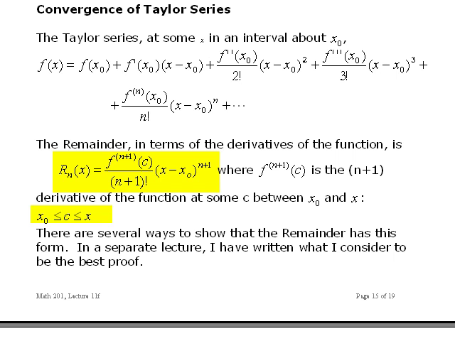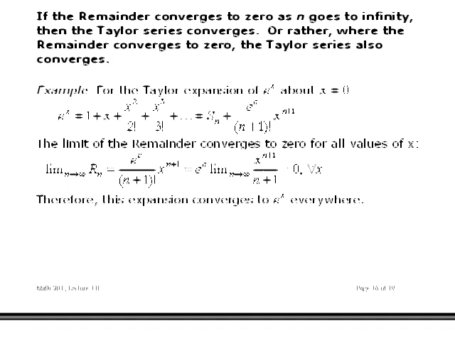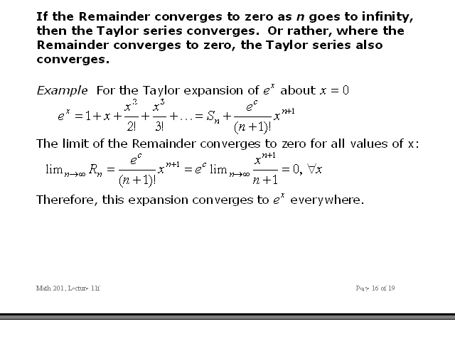So we're just going to use this remainder here. In another lecture, like I say, I derive it. And here's the important point. If this remainder converges to 0 as n goes to infinity, then the Taylor series also converges.